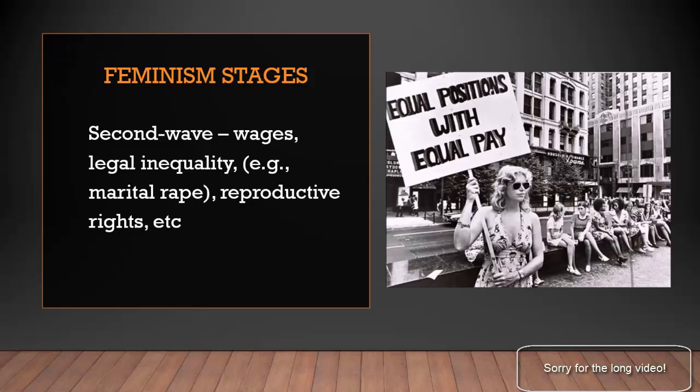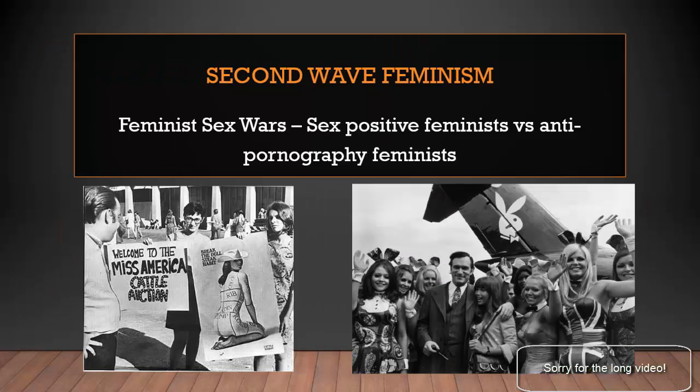There is a second wave that happens in feminism, and a lot of times the second wave of feminism in the mainstream media in particular, we're really focusing on wages and legal inequality. So, for example, the discussion of marital rape as something that wasn't illegal. And it wasn't until later that abortion rights become not just about getting an abortion, but about having a right over your reproductive needs. And we usually refer to this second wave of feminism between the late 1960s to early 1980s.